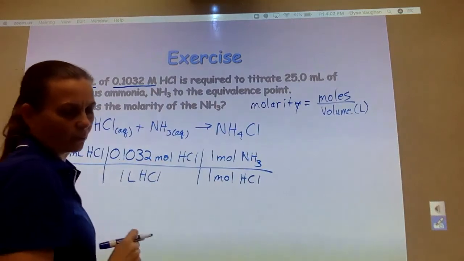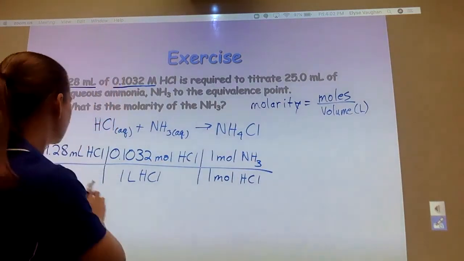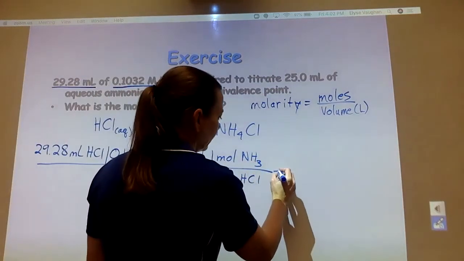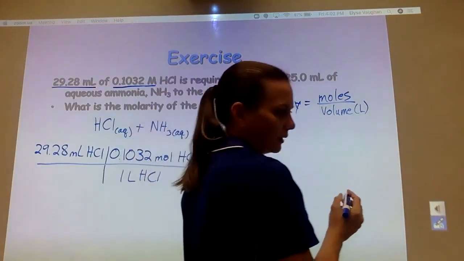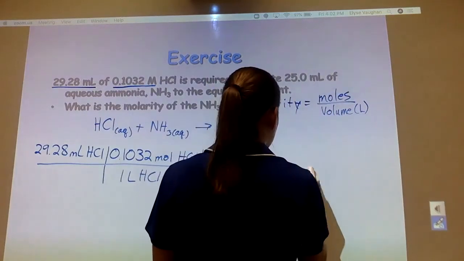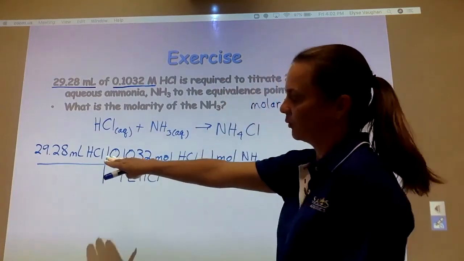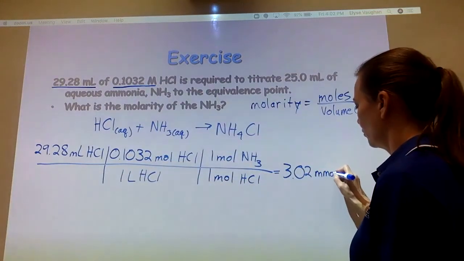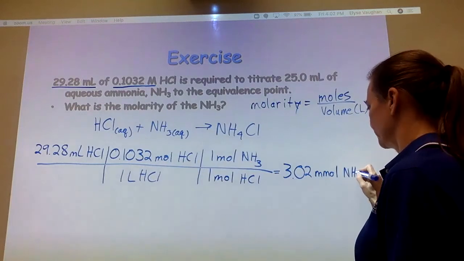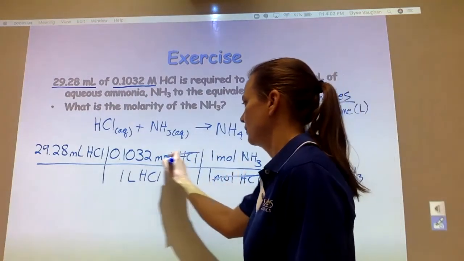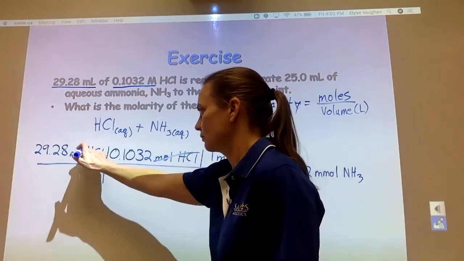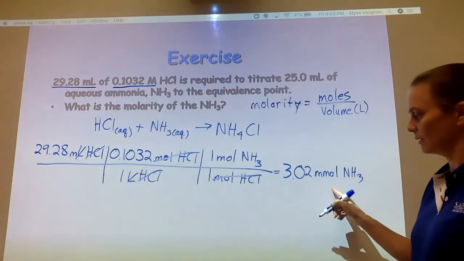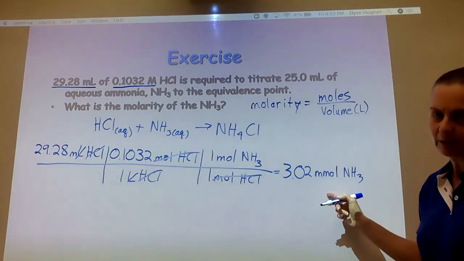Okay, and so when I work this problem out, 29.28 times 0.1032, I get 3.02. Now I'm holding on to that prefix from milliliter. I have 3.02 millimoles of ammonia. Okay, because my other moles have canceled out, liters canceled with liters, and left me with just that prefix of milli. So I have this many millimoles of ammonia.